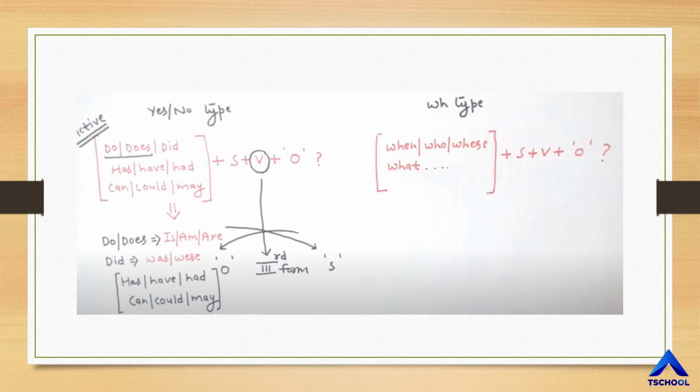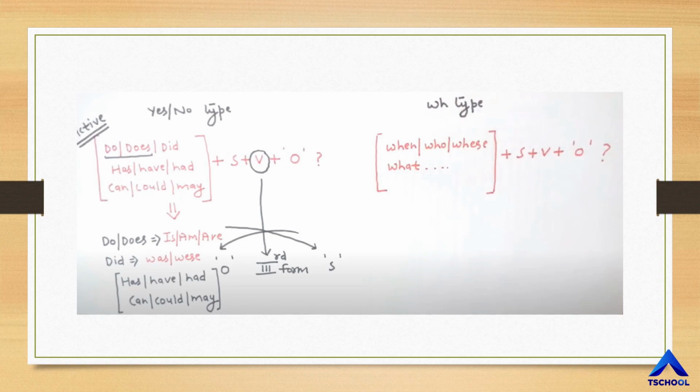Interrogative sentence has been divided into two parts, the yes-no type and the WH type. The active form of the yes-no type is do, does, did, have, has, had, or can, could, may, plus subject, plus verb, plus object. That is the structure of the sentence. And in WH type, when, who, where, and what, plus subject, plus verb, plus object.